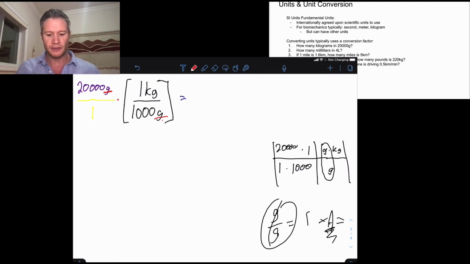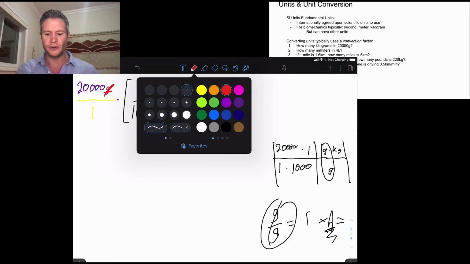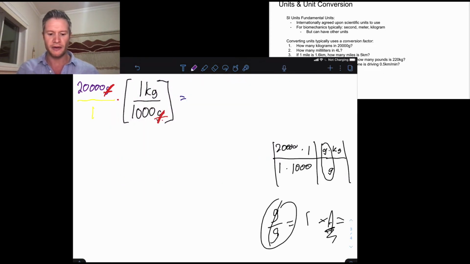Okay, so we have grams on the top, grams on the bottom. Again, we can cancel that out, as we're multiplying across. So eliminate that. And now we're going to collect all the terms that we do have. Well, what do we still have? We have 20,000 as our numerator, as our number.